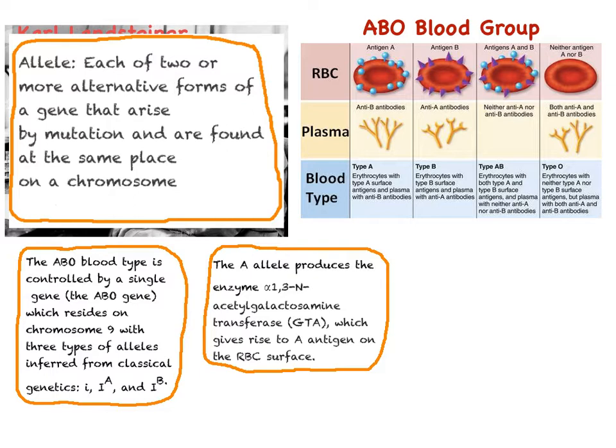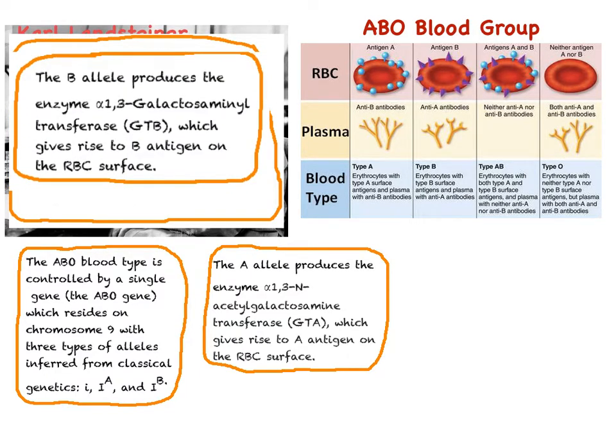It's called the GTA, and this enzyme gives rise to the A antigen on the RBC surface. The B allele, that is a capital I with superscript B, gives rise to the GTB. That's an enzyme, a transferase, and this enzyme gives rise to the B antigen on the RBC surface.